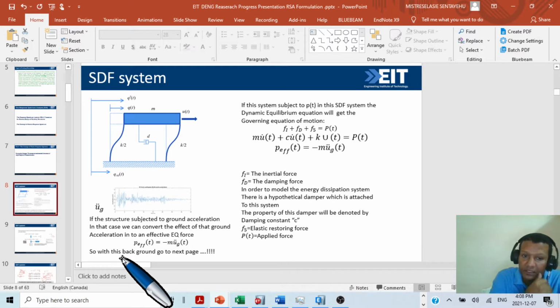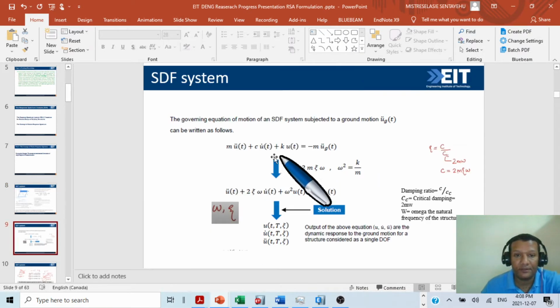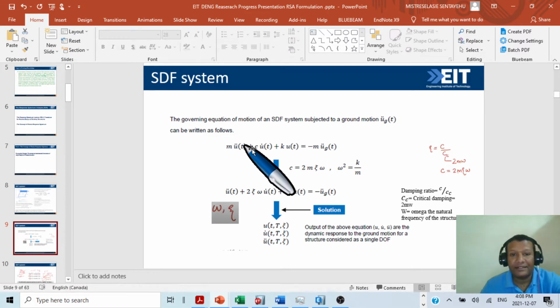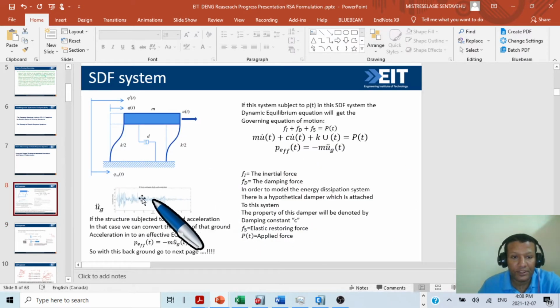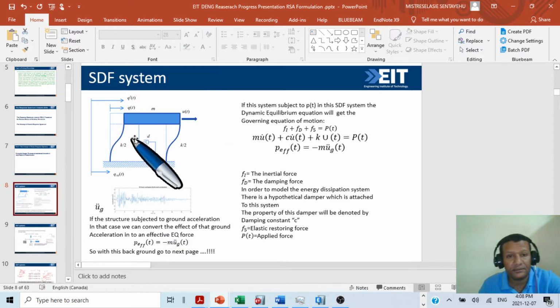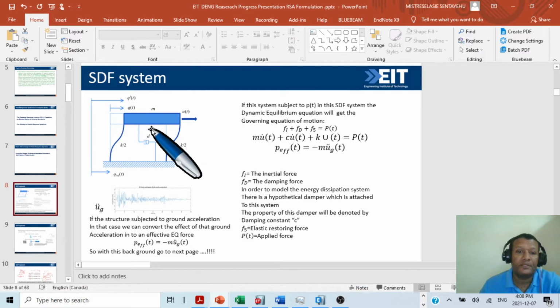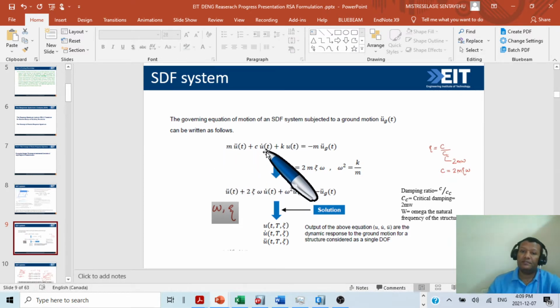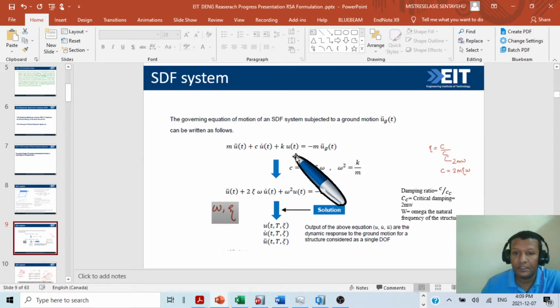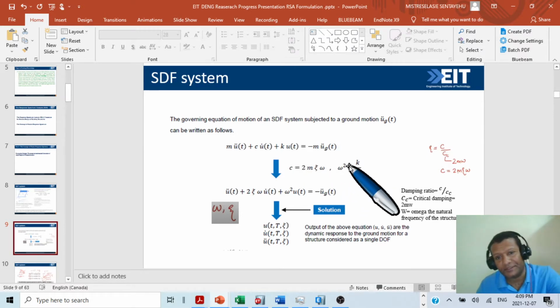With this background, let's go to the next one. Now we have that background. The governing equation of motion of a single degree of freedom system subjected to ground motion u double dot g. Here, we can directly get the ground motion from the PEER website or elsewhere. We will discuss later. So we can find the solution of our building dynamically or statically. This is our governing equation of motion: m u double dot t plus c u dot t plus k u t is equal to minus m u double dot g t.